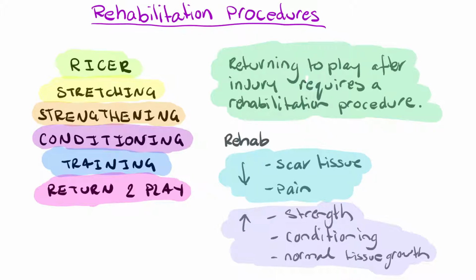exited from the body. So if we have a look at rehabilitation procedures, obviously the first part of it starts with RICER, and that's the immediate rehabilitation that needs to be applied for any injury, whether it's a soft or hard tissue injury. We then look at applying stretching, strengthening, conditioning, training, and have a look at this concept of when are we ready to return to play.